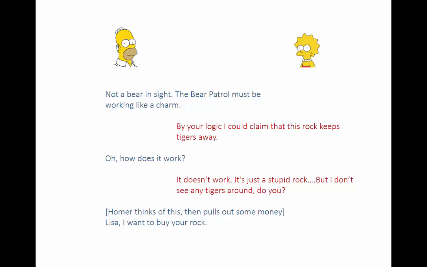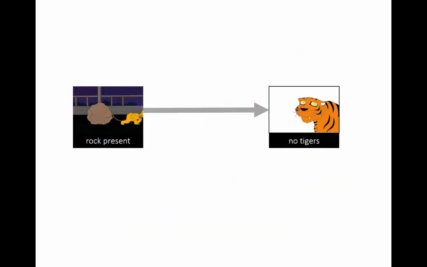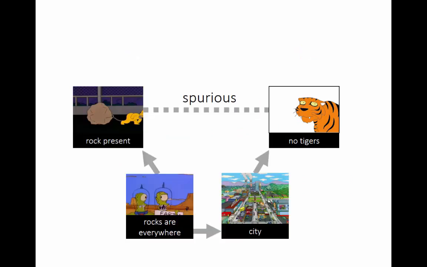What is this an example for? Well, this is actually a spurious relationship. Things just co-occur at the same time, but there's no causal relationship here. That's what Homer thinks is the relationship, right? There's a rock and there are no tigers. But in fact, this is a spurious relationship because rocks are everywhere. They are here at the moment as well. They are in the city and there are no tigers in the city. So that's a spurious relationship due to coincidence.